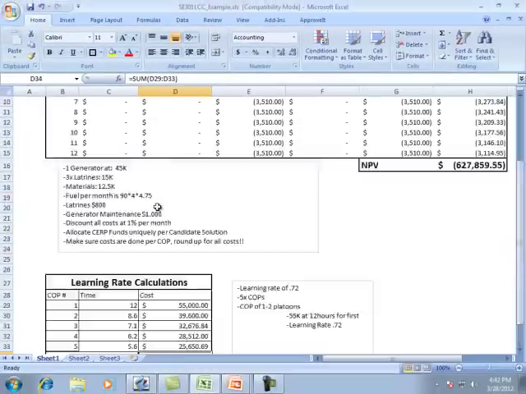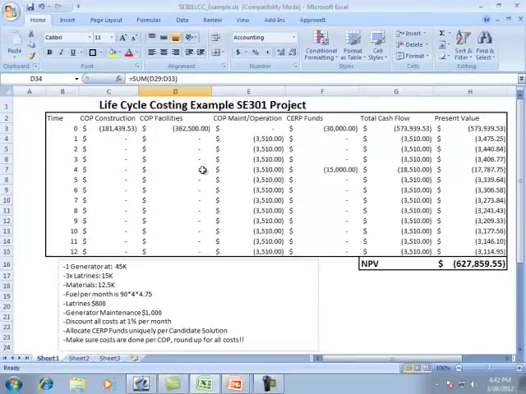All right, so how do we incorporate that into our life cycle cost? This table here represents our total life cycle cost. We'll end up here with a present value, which I'll explain how we get to. And here are our assumptions, right? I said that we have 1 platoon at each COP. So 1 platoon at each COP requires 1 generator. Generator costs $45,000.